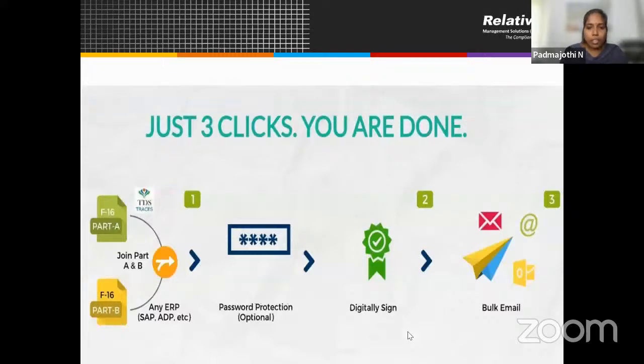So this is how our process will work. It is 3 steps, 3 clicks that we will do. First, we will join part A and part B. If we want a password, then we will protect it with a password, and we will affix the digital signature, and we will send out a bulk email as per your requirement. If you want us to send a bulk email, we will do it, or we will upload it in your self-service portal.